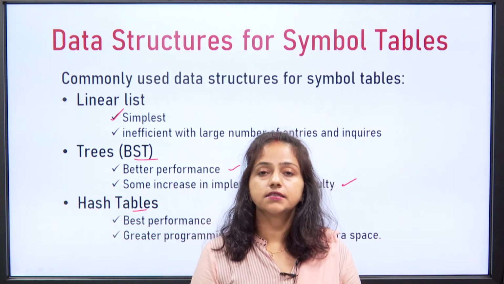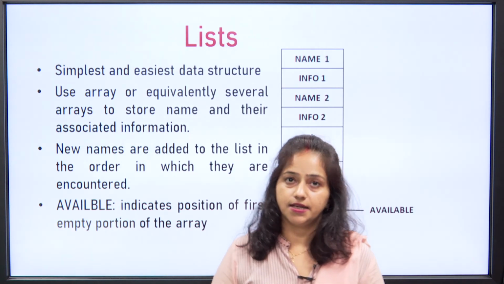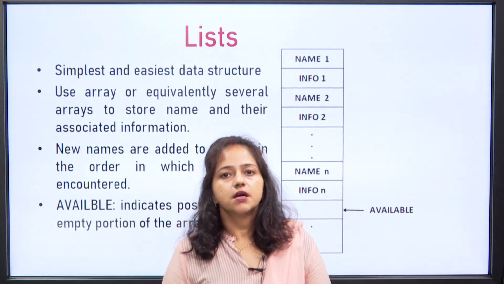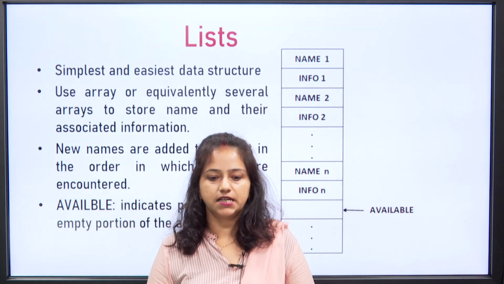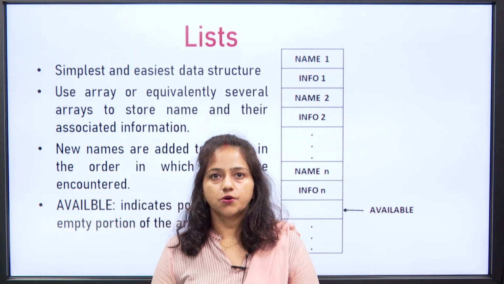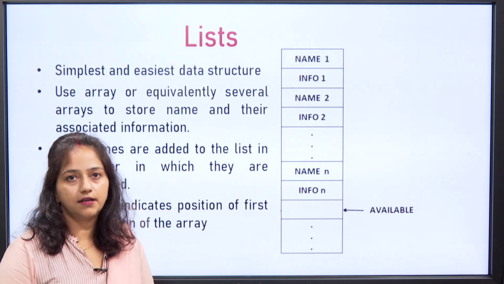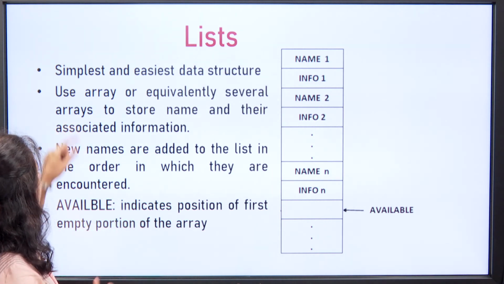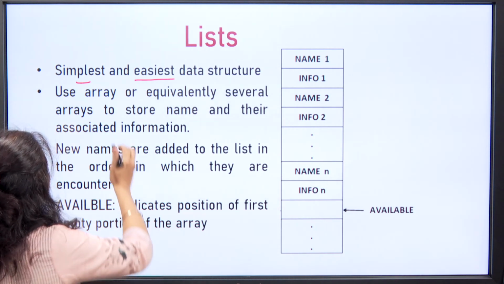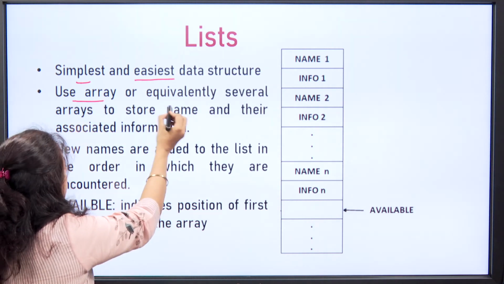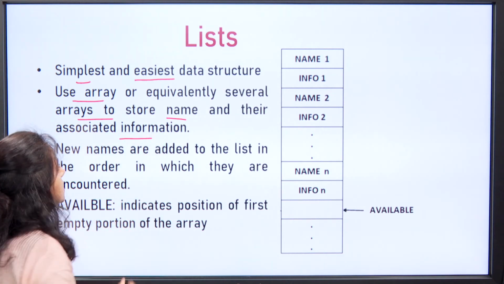Now, we will discuss these data structures one by one. So, first is the list. As I already told, list is a linear collection of elements where linear order is maintained by means of pointers. So, this is the simplest and easiest data structure, where we may use an array or several equivalent arrays to store names and their associated information.